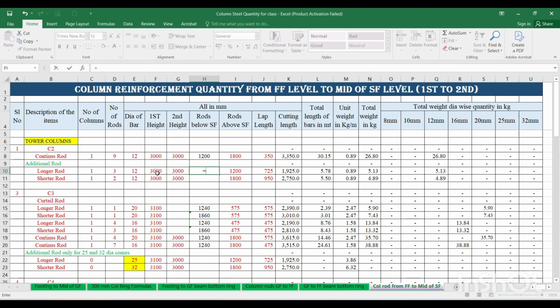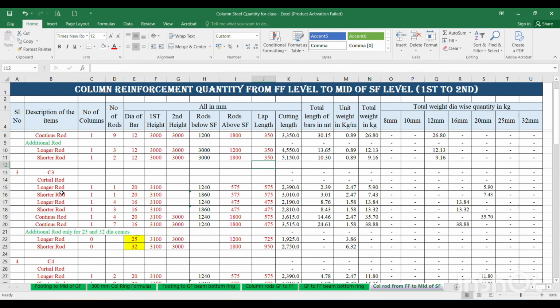The rods below the second floor take the full first floor height, however much is there, that much height has to be taken. The rods above the second floor are 0.4 times and 0.6 times of the second floor height for the staggering, and the lap length as per the 12 dia is 350. This 350 mm will go below the first floor level concrete for the lapping, meaning for the plantation.